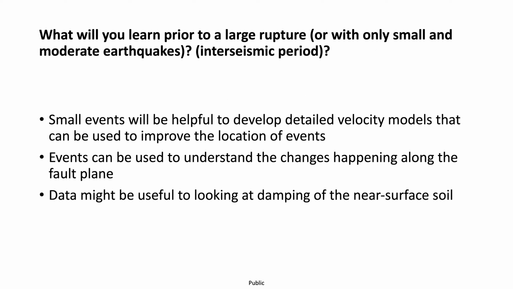What will we learn prior to a large rupture? I think the small events are going to be really helpful for developing detailed velocity models. We've talked about the path and models that Greg would be interested in developing. With more detailed velocity models, first we can understand the phenomenon of the wave propagation process, but we can also use those velocity models to help inform the location of events that are occurring at depth. And once we understand the location of those events, we can better understand how the events are migrating as the rupture cycle advances, and maybe help understand how the fault is developing with time, to understand the physics of the fault rupture cycle.